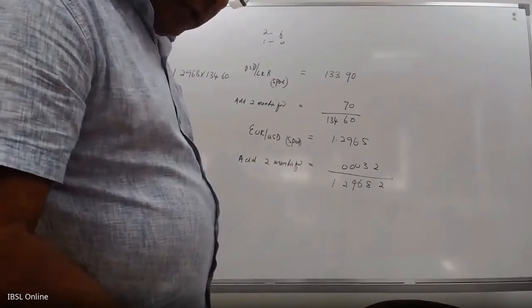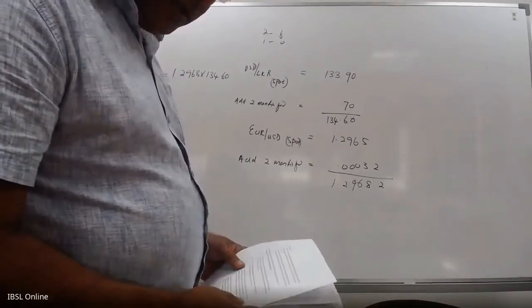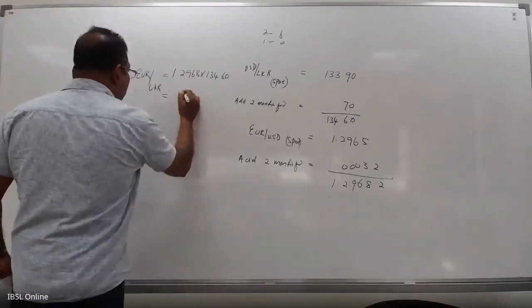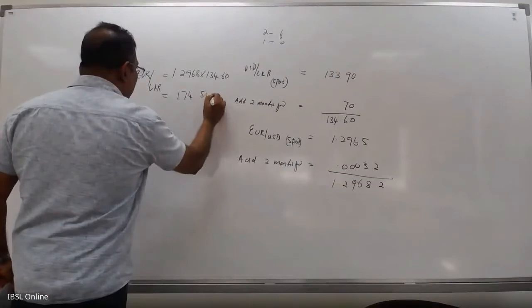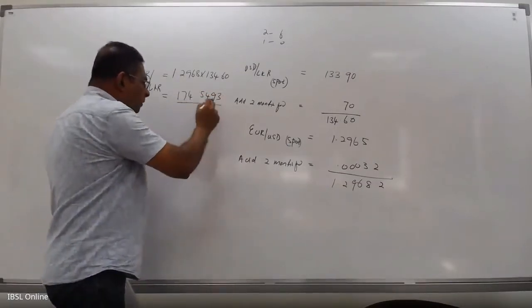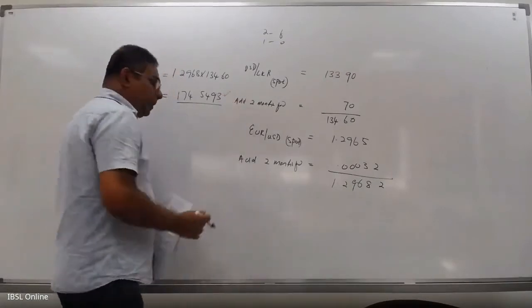Yeah, the fifth decimal point is 8. So therefore, I will take 174.5493. So this is the answer being given in there. So therefore, this answer will be all right.